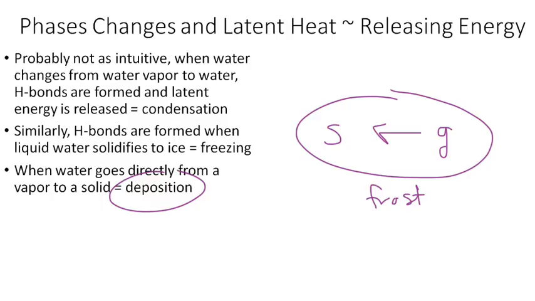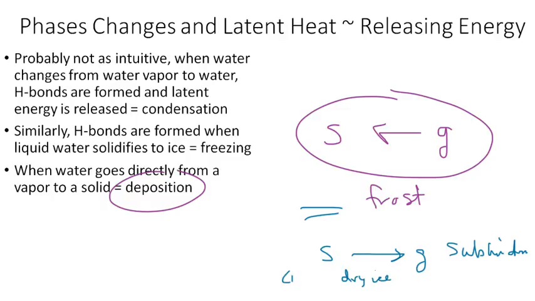I didn't mention it before, but on the previous slide, when something goes from a solid straight to a gas, we call that sublimation. And my favorite thing is if you get dry ice. Okay, what is dry ice? Well, it's not water, but dry ice is solid CO2. And the cool thing about dry ice is that it will go straight from being a solid to being a gas. It skips the liquid stage. I just think that is so cool. That's called sublimation.